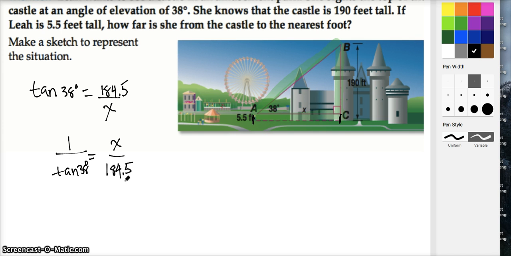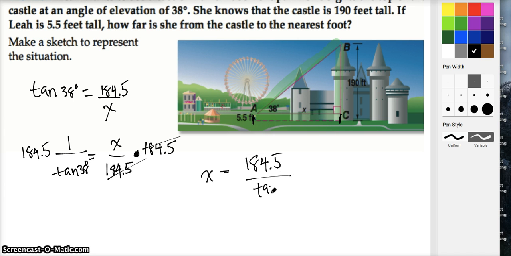We're going to multiply both sides by 184.5. I'm sorry, you know I meant 184.5, children. Times 184.5 on this side, I get that x is equal to 184.5 divided by the tangent of 38.